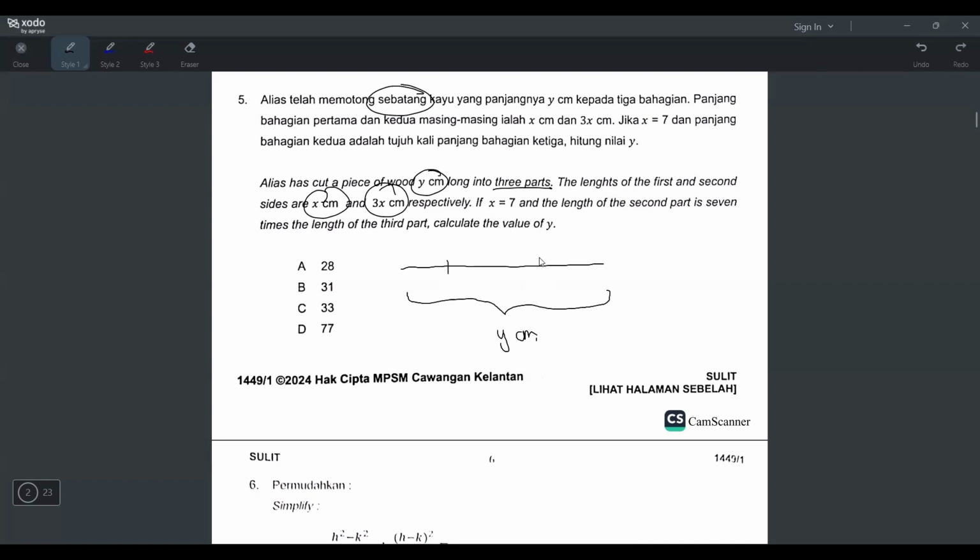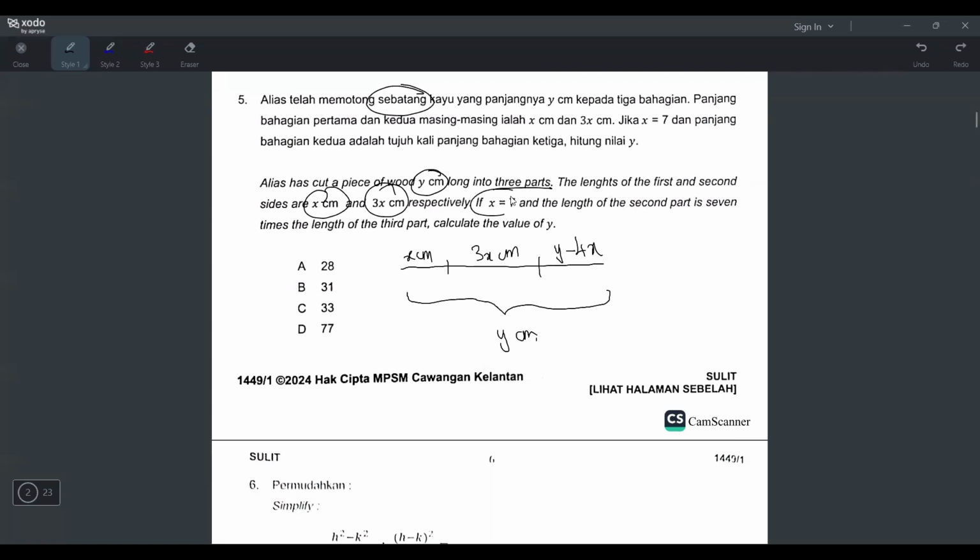So I'm just gonna cut it here lah. So you have 1 part, 2 part, 3 part. So the first part length is x cm. So let's call this x cm. And then the second part is 3x cm. Okay, no problem. The third part punya length tak tahu, is not given. But I can find it: it is y minus 4x. Because you will take y minus x minus 3x. Right? Because the sum here is 3x plus x, which is 4x. So if you take y minus 4x, that will be the length of the third part.